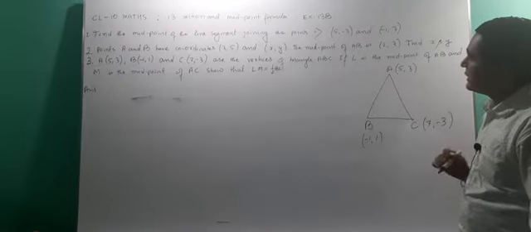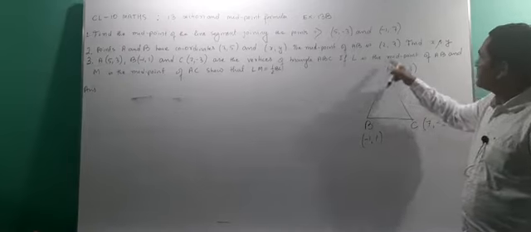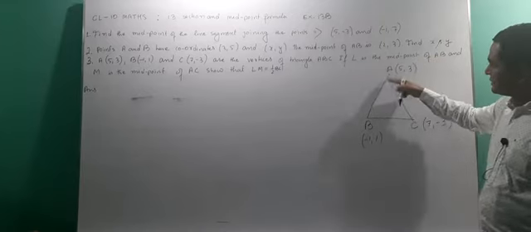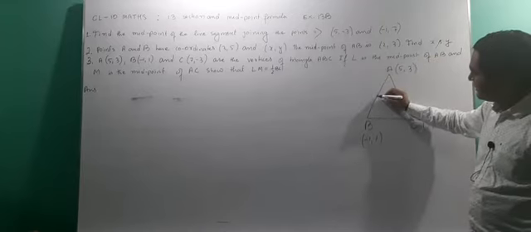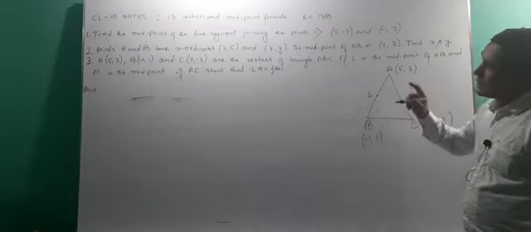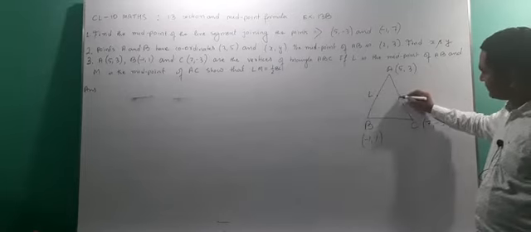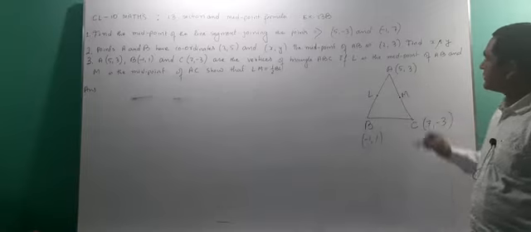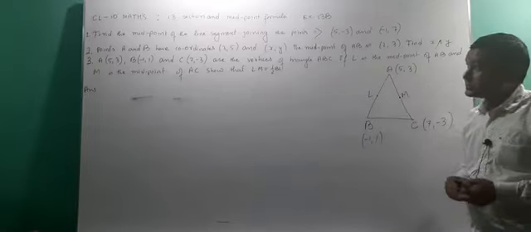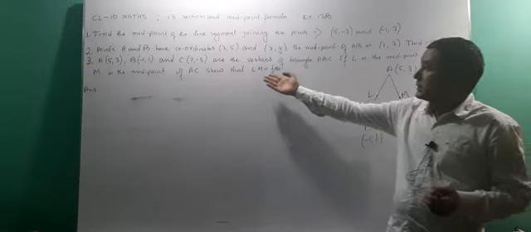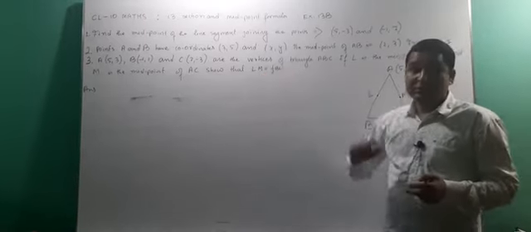Okay, then L is the midpoint of AB, that means the middle point of side AB, and M is the midpoint of AC. Now the question asks to show that LM equals half of BC or not.